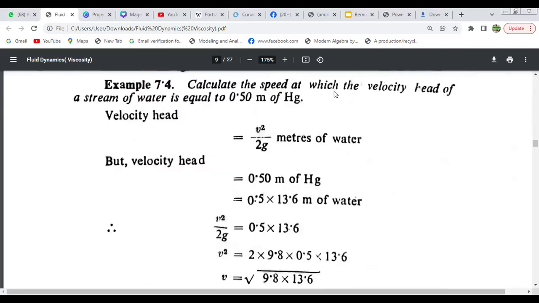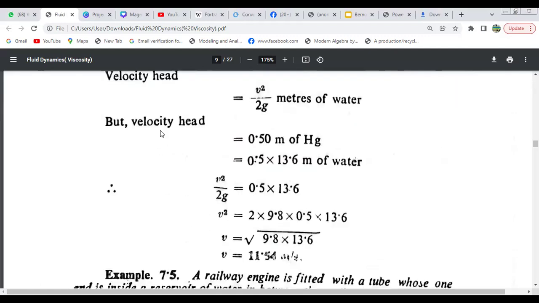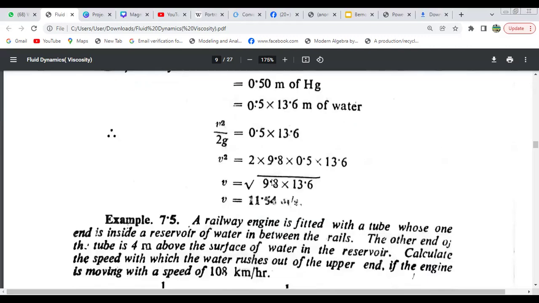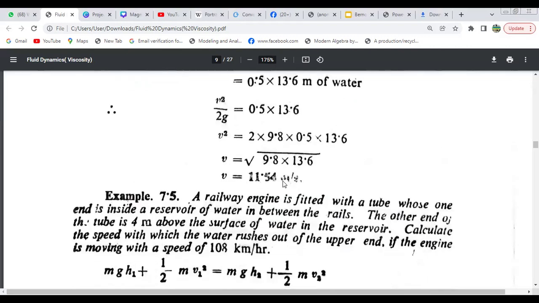Calculate the speed at which the velocity head of a stream of water is equal to 0.50 meter of Hg. Velocity head will be v square by 2g meter of water. This is the formula for velocity head, and from it we can find v equals 11.54 meter per second.